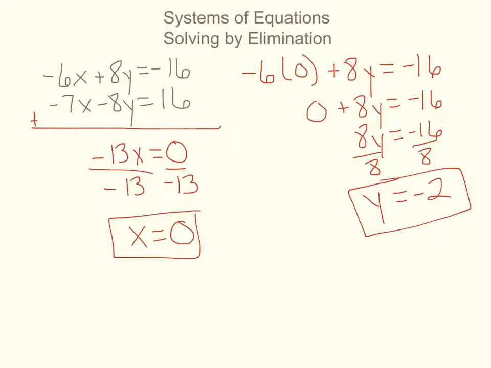Now we can check that answer by plugging both of these into the equation we didn't just use. So negative 7 instead of x, we'll put 0. Minus 8 instead of y, we'll put negative 2. And it should equal 16. So negative 7 times 0 is 0. Negative 8 times negative 2 is 16. So that does check.